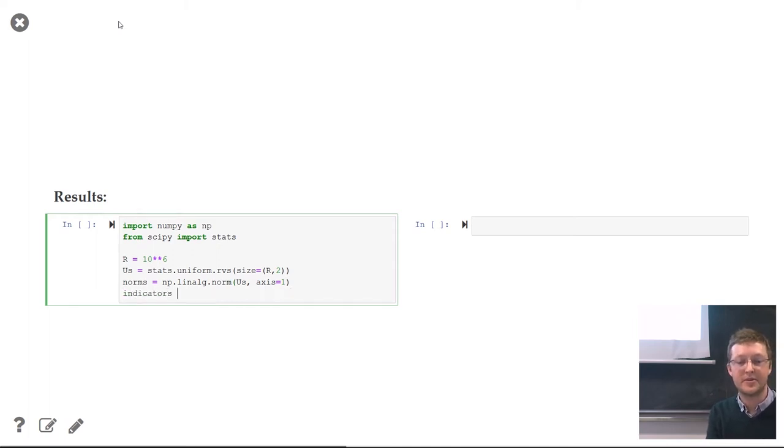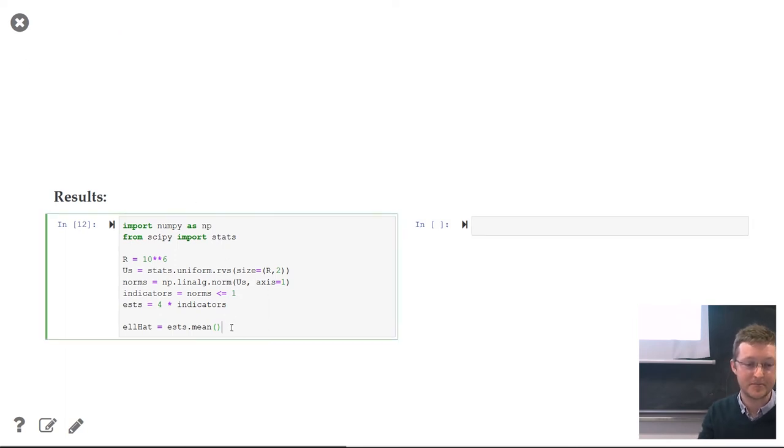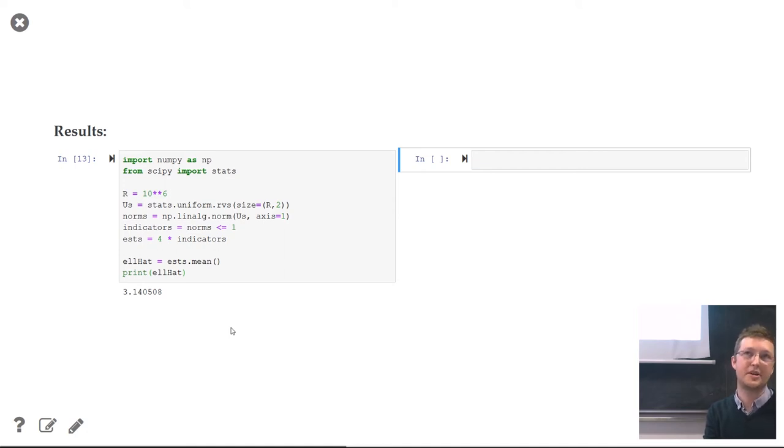Look at whether the norms are above our threshold or not. And then your estimators are 4 times those indicators. Let's see if that works the first time. It never does. Nope, nothing crashed. Yeah, so that kind of looks like pi, 3.1405, etc.